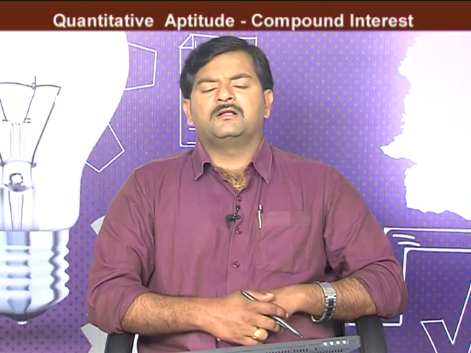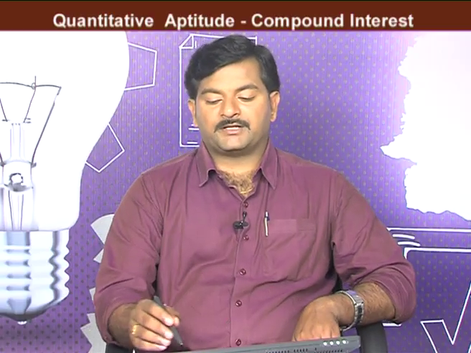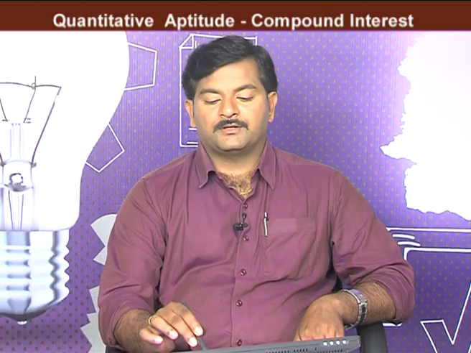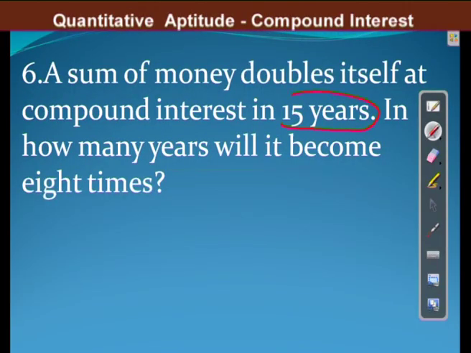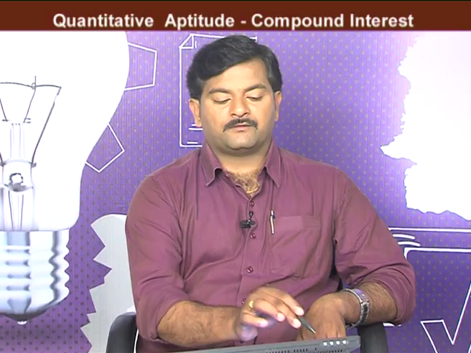Either you can simply use the formula, which is A is equal to P into (1 plus R by 100) whole power n, or you can think logically. A certain sum of money doubles itself according to what interest? Compound interest. In how many years? 15 years. Just keep the points. Time is given as 15 years, and the borrowed amount doubles itself. And how many times do we require? 8 times. From this we can solve this question very easily.